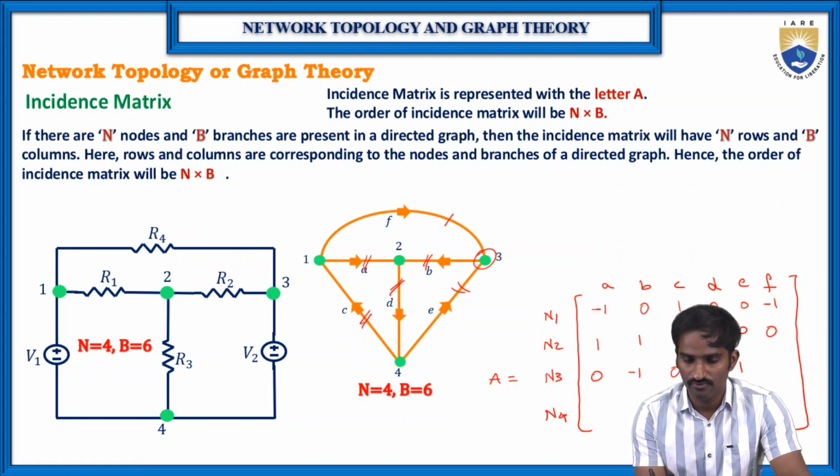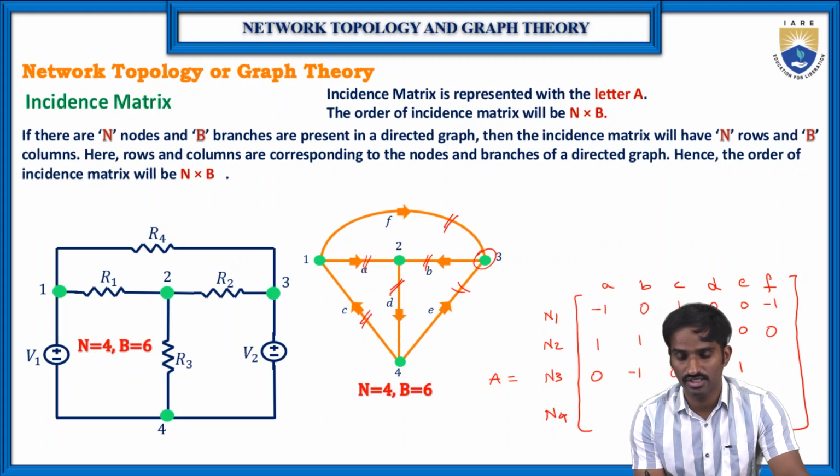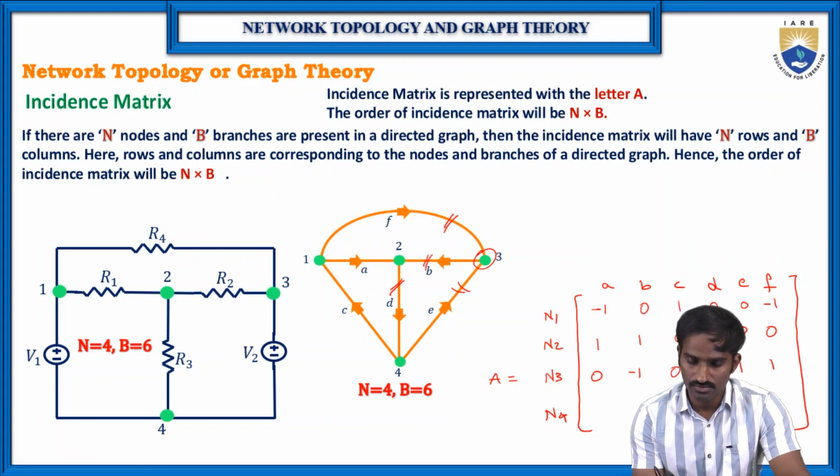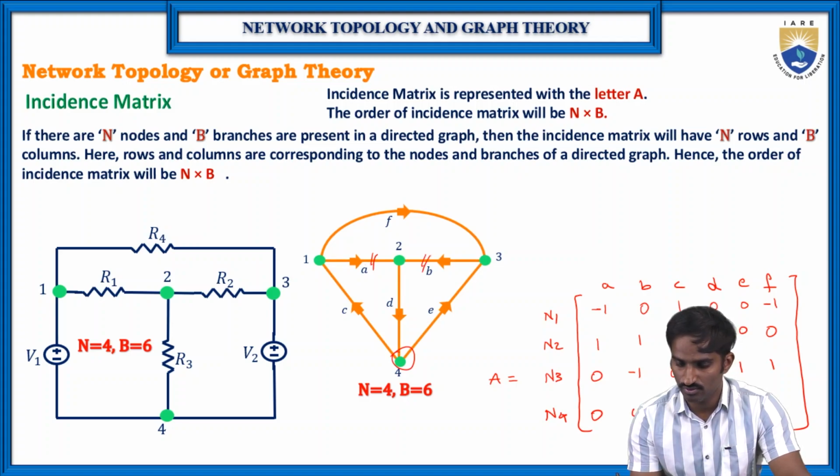And then F: there is a connection between branch F and node 3, and the current flowing through branch F is towards node 3, so plus 1. Then similarly N4. Now, with respect to N4, this is N4, and what are the branches connected to it? A: there is no connection between A and 4, so 0. And B: there is no connection between B and 4, 0. And C: there is a connection between 4 and C, but the direction is away from node 4, so this is minus 1.